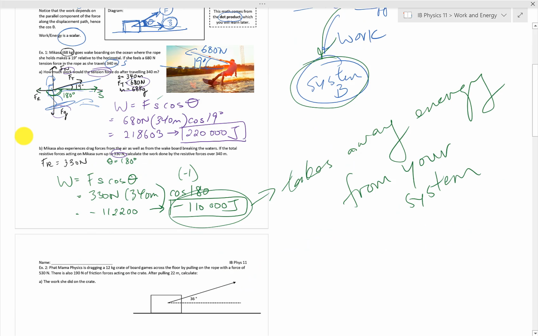So 2 things I want you to grab out of these 2 examples. Number 1, make sure you read the question carefully on exactly what force you want to use to calculate your work. The second thing that I want you to grab out of this video is the fact that you shouldn't be scared when you get a negative energy or a negative work. It just means that your system is probably losing energy as a result of that work.